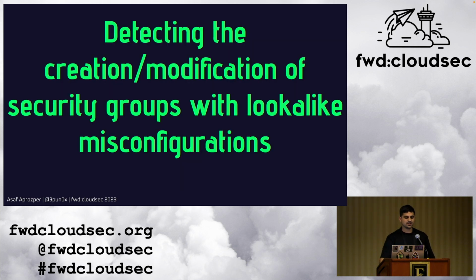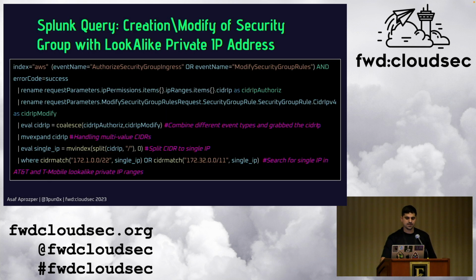So of course, we also need to know how to detect the creation or modification of security groups as a defender in your cloud environment. So here you can see it's also being shared, of course, in my GitHub. I will share a QR code at the end of my talk. It's a Splunk query that uses built-in functions of CIDR match to hunt for the creation or modification of security groups that include the Lookalike private IP addresses. You find this hunting rule for AWS and also for GCP, and I also built one in Sigma rules for any one of you using Elastic or any other SIEM platform under the GitHub repository of the talk.